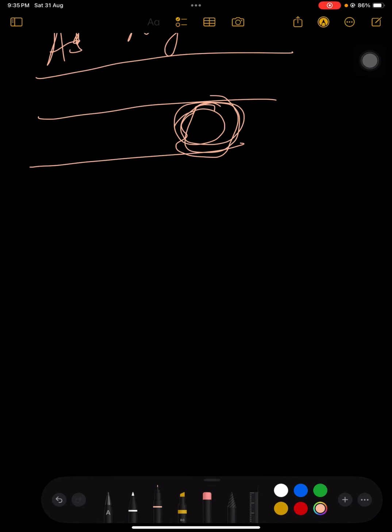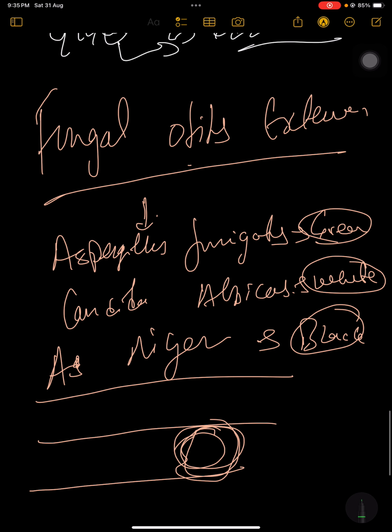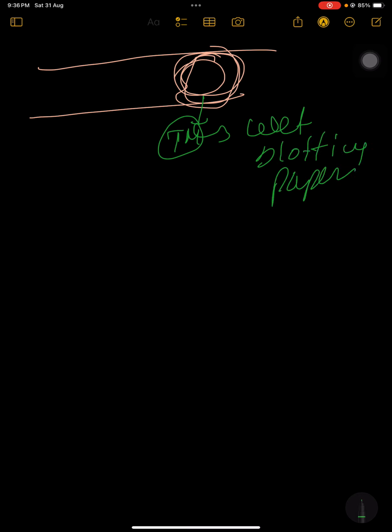It covers the EAC structure. Sometimes the tympanic membrane also appears very black in the case of niger, or green in the case of fumigatus, or white. White means cotton white, cotton wool like. Now what is the appearance of this tympanic membrane? Wet blotting, blot paper like appearance.